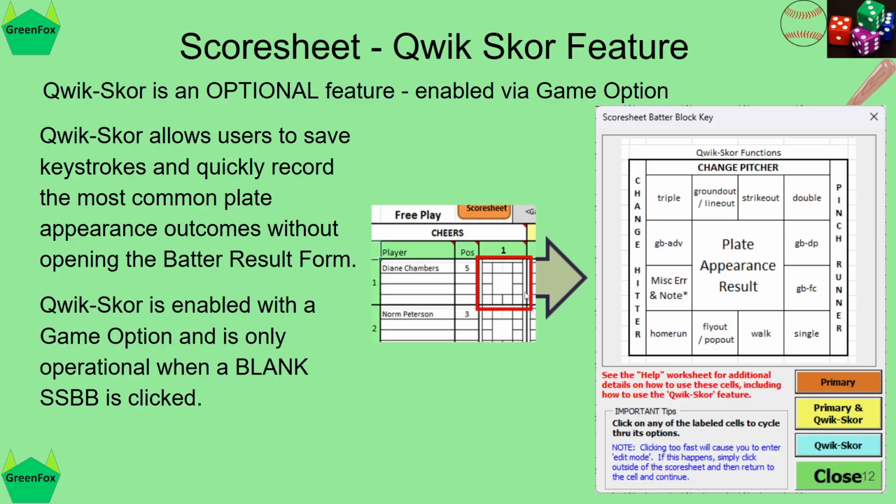Here again, we're looking at this score sheet batter block key. What we're looking at here is the help window, and the help window lets you view these cells three different ways. There's the primary, which we saw before, and the primary and quick score, which shows that many of these cells have two different functions. And if you just want to see the quick score feature, that's what this is. What quick score does is let you record many of the common results in a score sheet without using the batter result form.